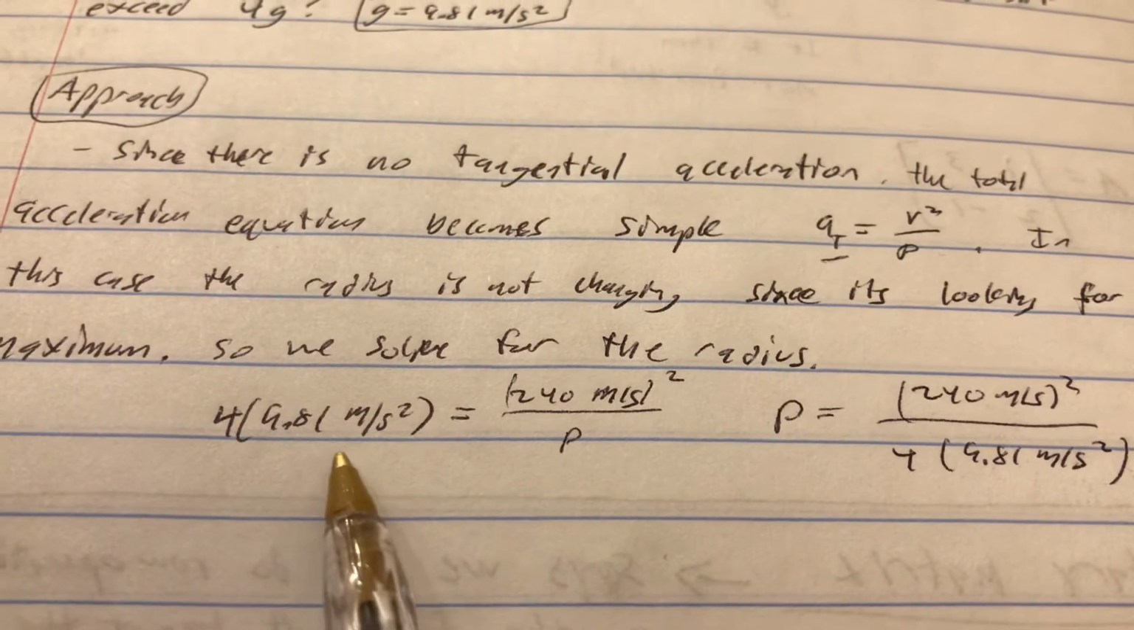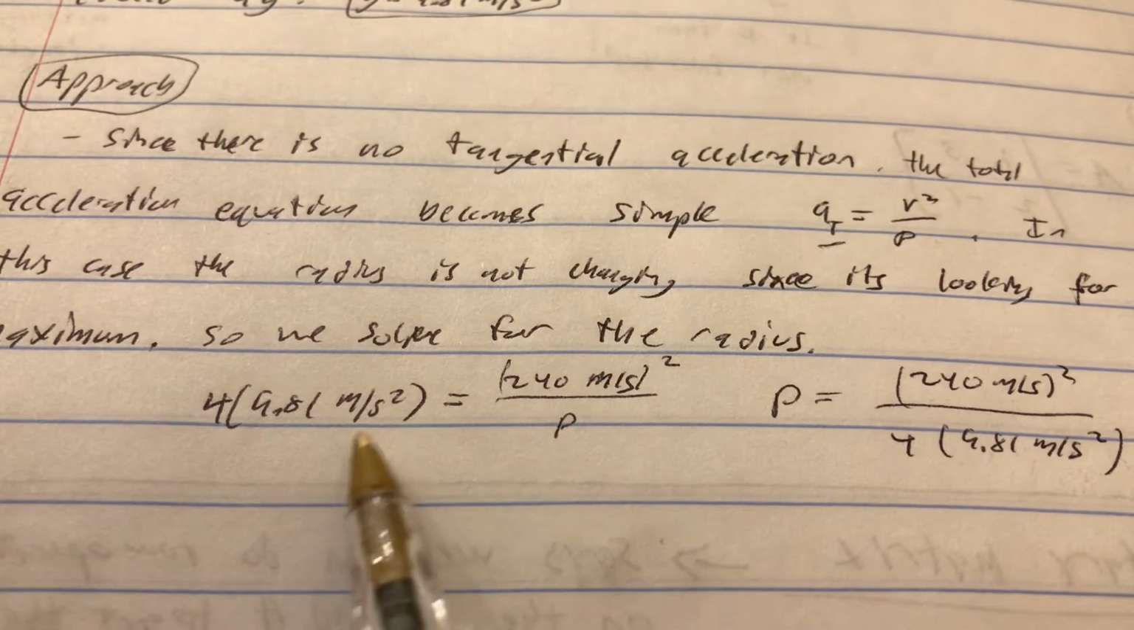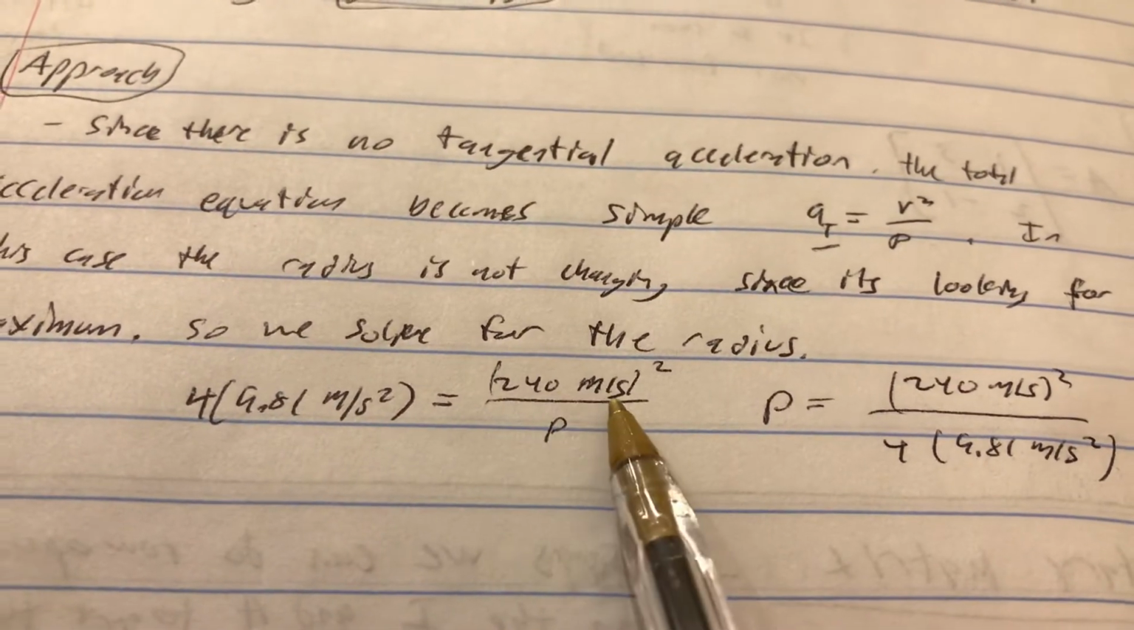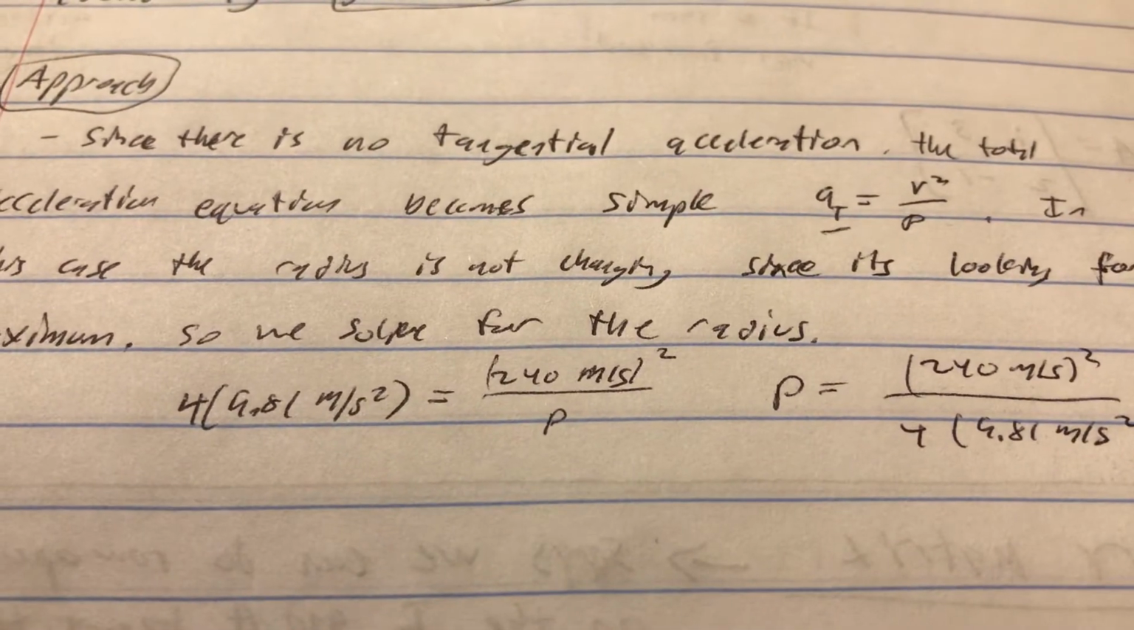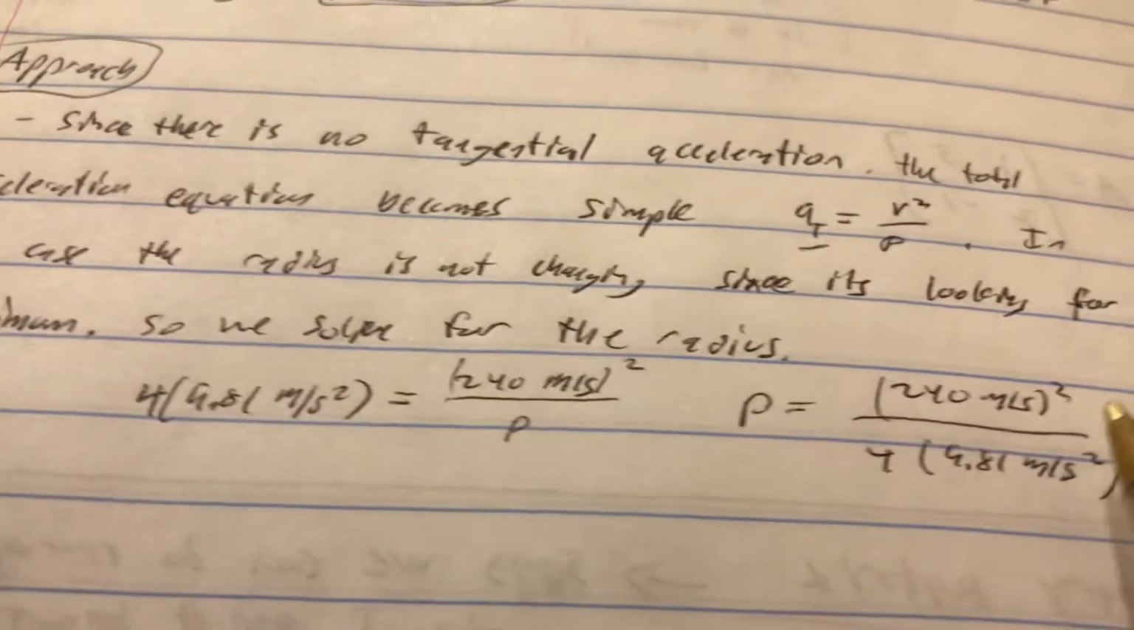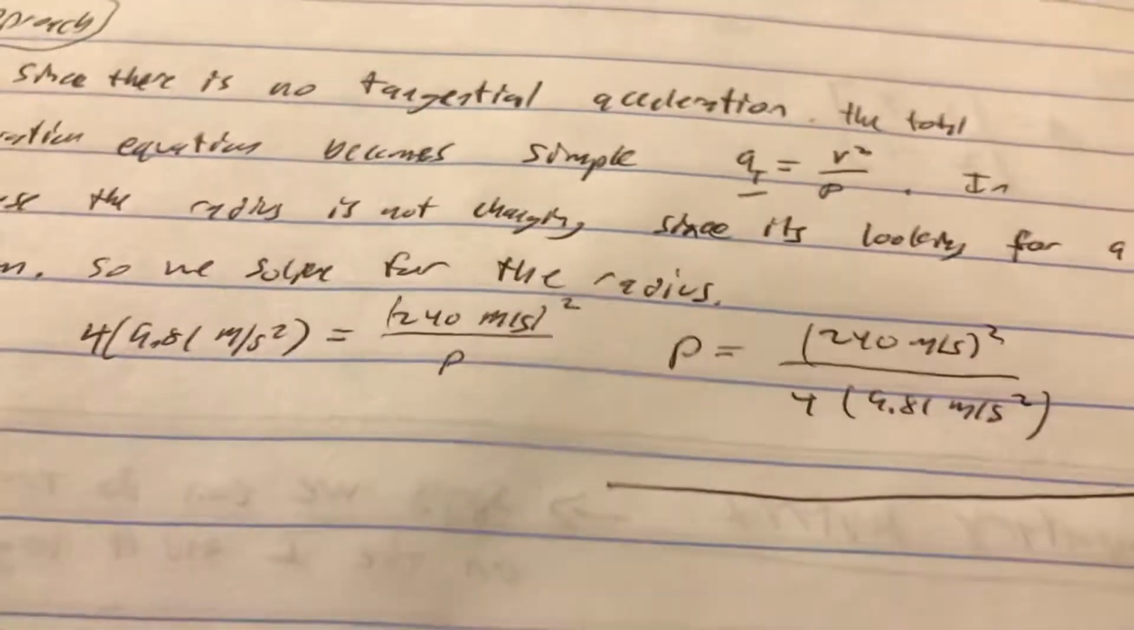4g, so 4 times 9.81, equals 240 meters per second, which was the velocity given for the plane, squared, divided by rho. Switch them, and this is our solution. I didn't work that out, but it's pretty simple.